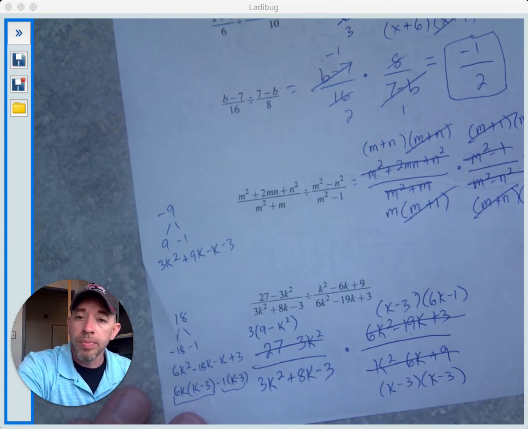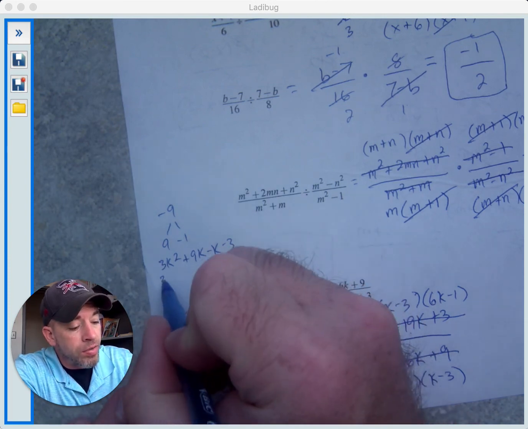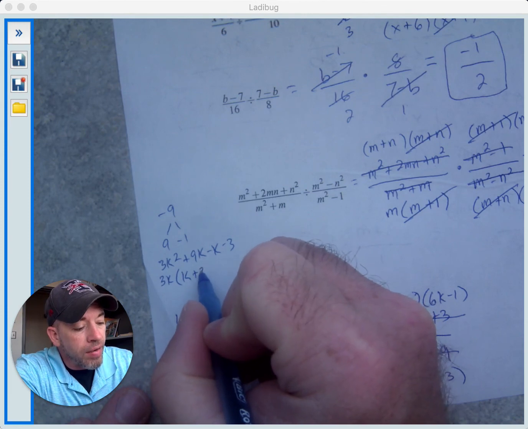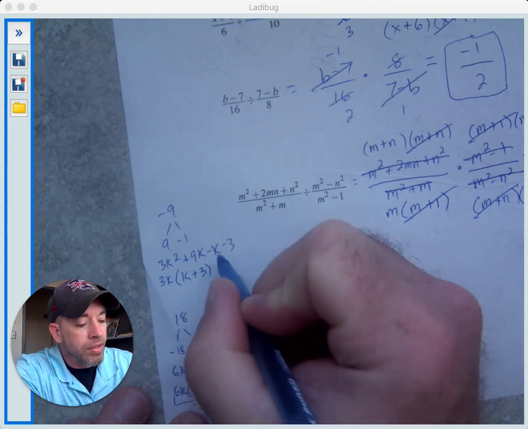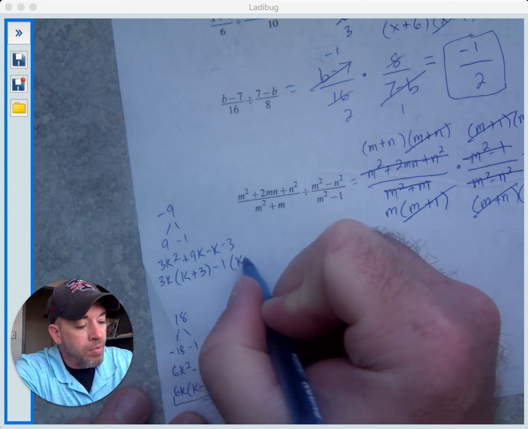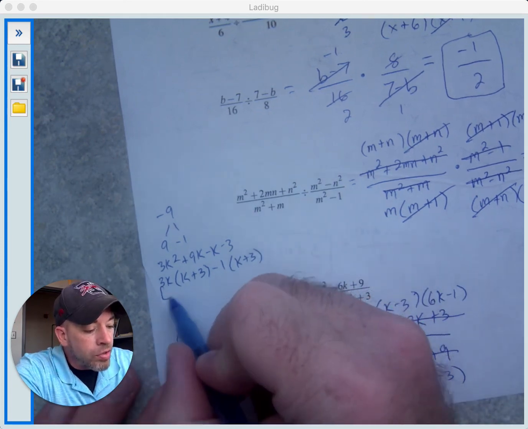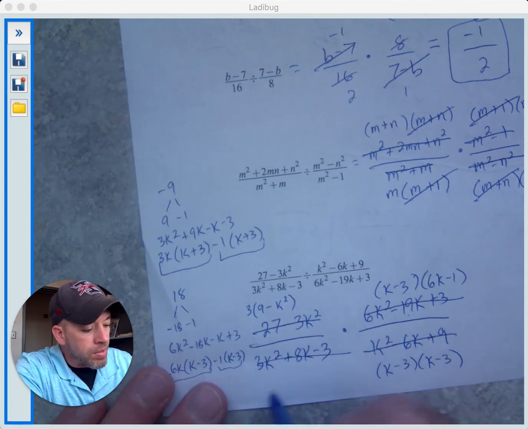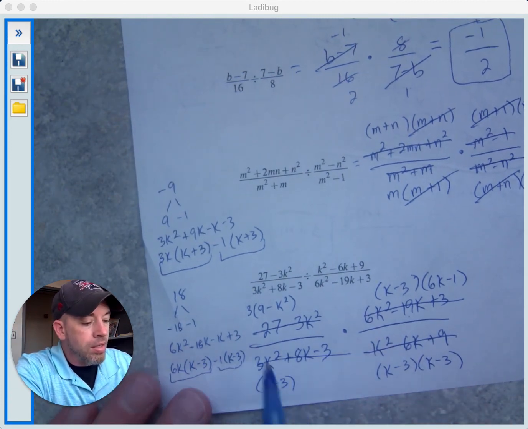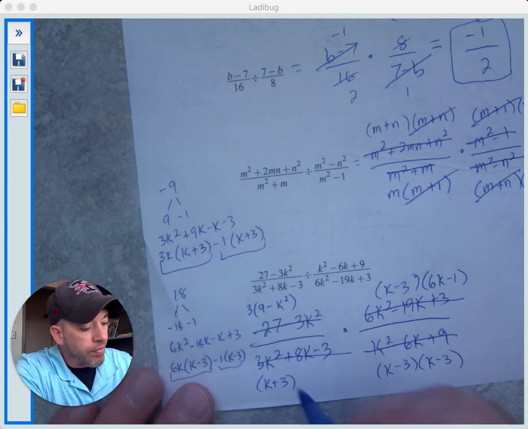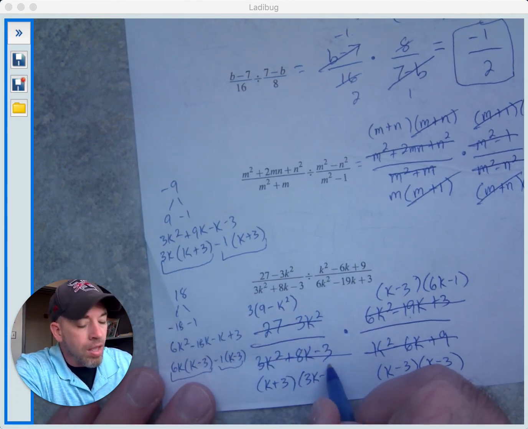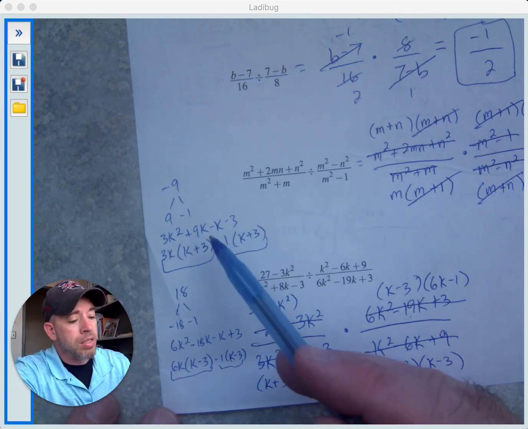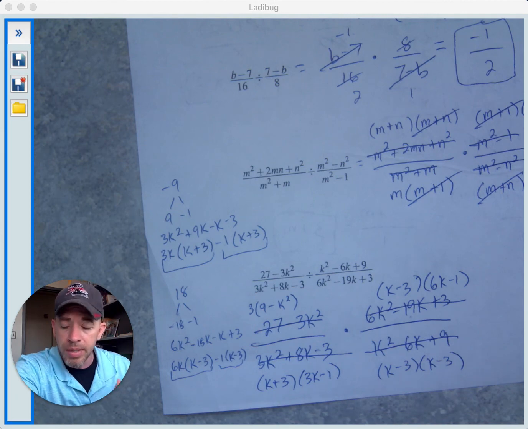Then we're factoring by grouping. We can factor a 3k out of the first two. That leaves me with a k plus 3. Factor negative 1 out of the next two. That leaves me with a k plus 3. And then we have these two groups that both have a k plus 3, right? So this whole thing becomes k plus 3 times 3k minus 1. Now, you could have used guess and check on those if you're one of those guess and check people. I like this process because it's more straightforward. I don't have to spend a lot of time guessing and checking.